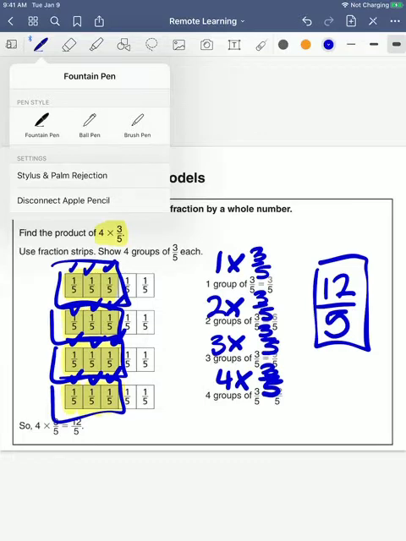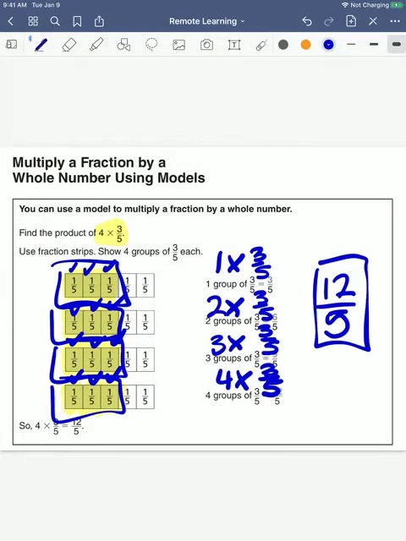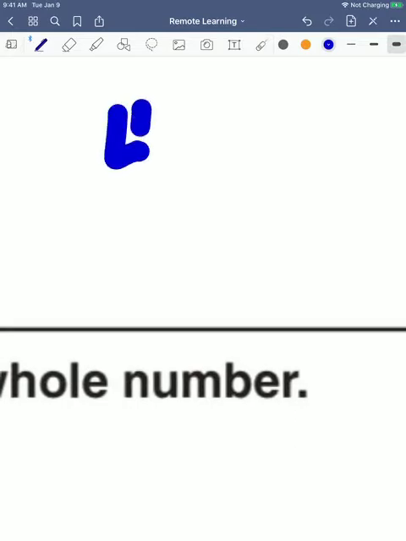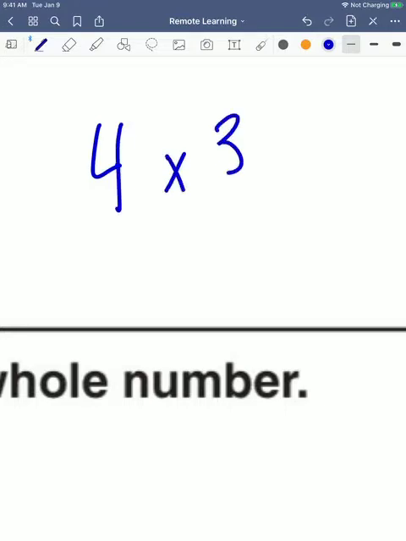Now, I do want to point out that you don't need to draw the picture every time if you don't want to. If you look up in this top corner, I'm going to kind of zoom in. Remember, we were doing 4, which is a whole number, times 3/5. And something I want you to start to realize is that the number 4 is actually 4 over 1.